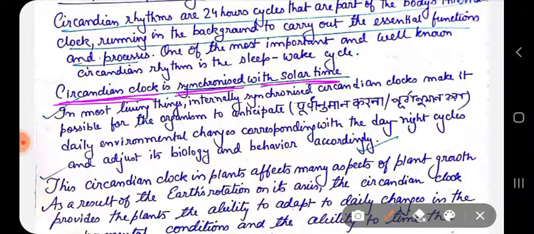Okay, so according to the solar time, the circadian clock is synchronized. Now, for example, if you go to another country, there also you will be affected by that circadian rhythm.